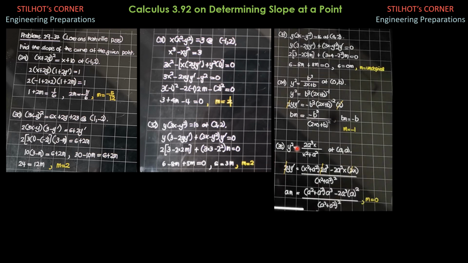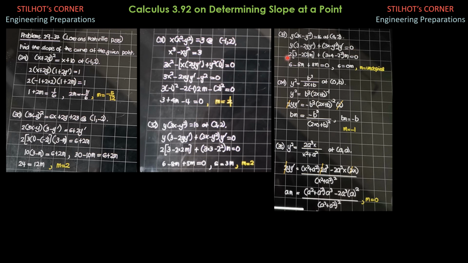Problem 33: y(3x - y)² = 16 at the point (4, 2). We have to differentiate this by the derivative of a product. First y, derivative of second 3 - 2y y', plus second (3x - y)², derivative of y, y', equals 0. Substituting the values of x and y and replacing y' by m.